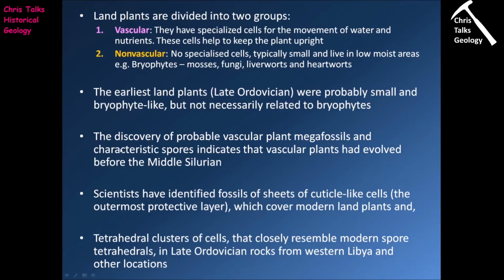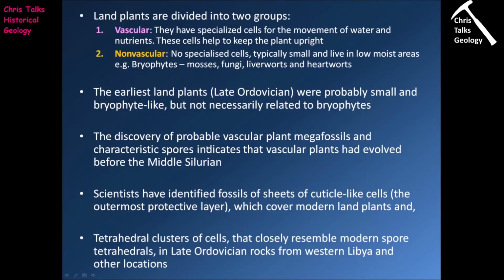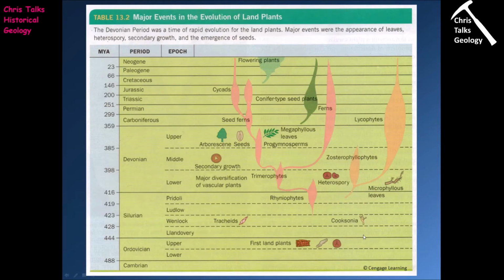So the discovery of probable vascular plant megafossils and characteristic spores indicate that vascular plants had evolved before the Middle Silurian. So before we have the appearance of Cooksonia, we do have indications that we have plants that have vascular material within them. However, we don't really see this in the form of a fossil until the late early Silurian to early middle Silurian, where we see the appearance of Cooksonia in the fossil record.